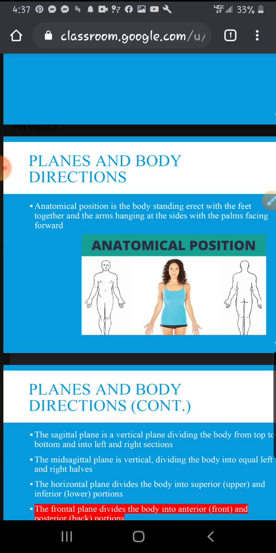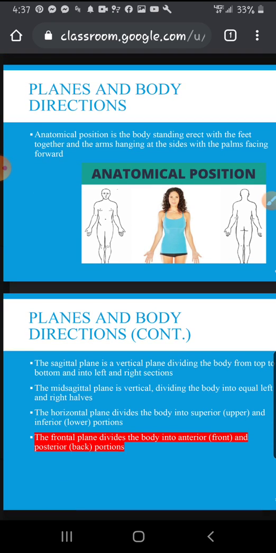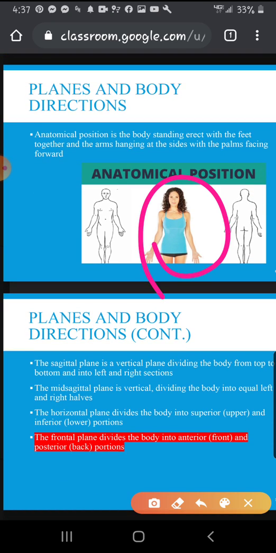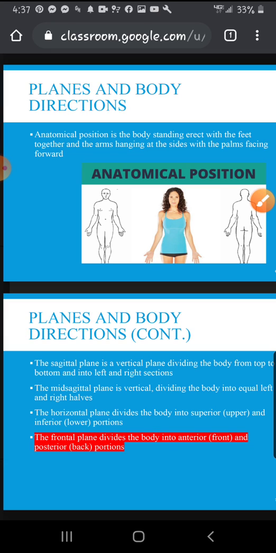You have your anatomical position, and that's the body standing erect with the feet together and arms hanging at the sides with the palms facing forward. So that's the anatomical position. You guys can see here the lady right here standing like this. That's the anatomical position.